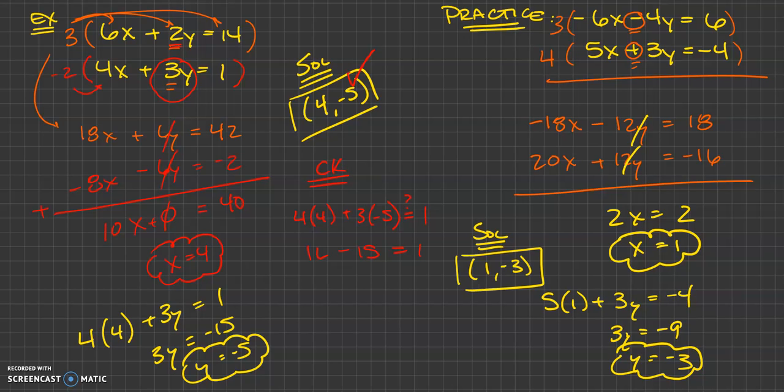Let's check our work. Use the top equation. Negative 6 times 1 minus 4 times negative 3. And does that equal 6? That's negative 6 plus 12. Yes, it does in fact equal 6. So I have the correct answer.